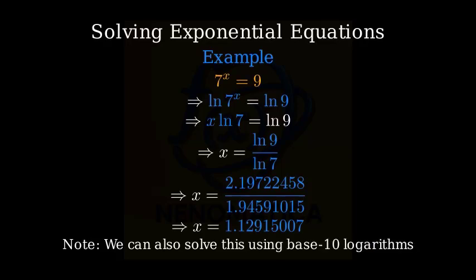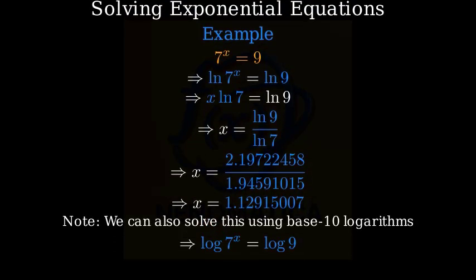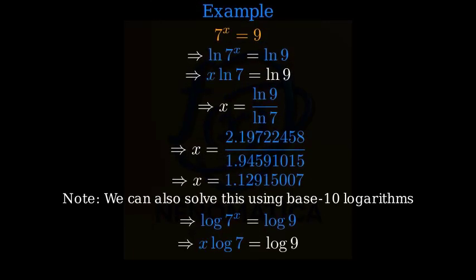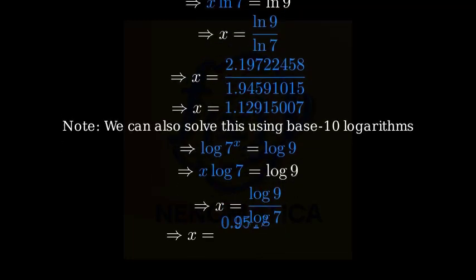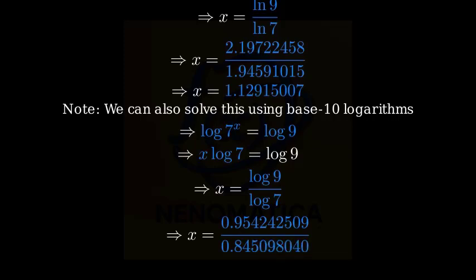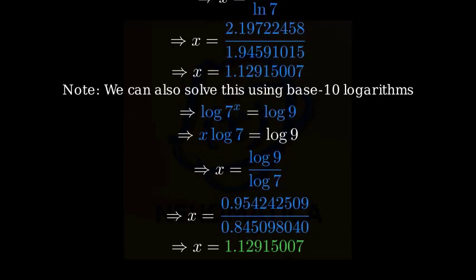Let's restart with our original equation. First, we take the logarithm base 10 of both sides. Again, we use the logarithm property, which gives us x times log base 10 of 7 equals log base 10 of 9. Isolating x again, we get x equals log base 10 of 9 divided by log base 10 of 7. Substituting the numerical values, log base 10 of 9 is approximately 0.954242509, and log base 10 of 7 is approximately 0.845098040. Computing this division, we again get x equals 1.129150007, which confirms our earlier result.